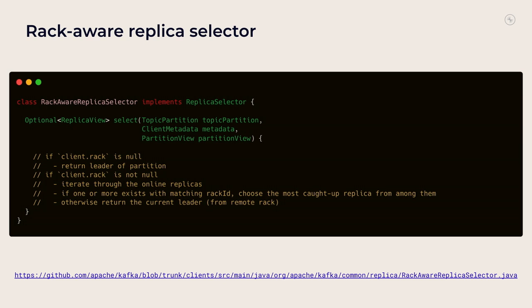It works as follows. If the client has set this client.rack configuration option, it iterates through all online replicas and tries to find a broker or replica with a matching rack ID or AZ name, and then picks the replica that is most caught up with the leader. If not, it returns the current leader.